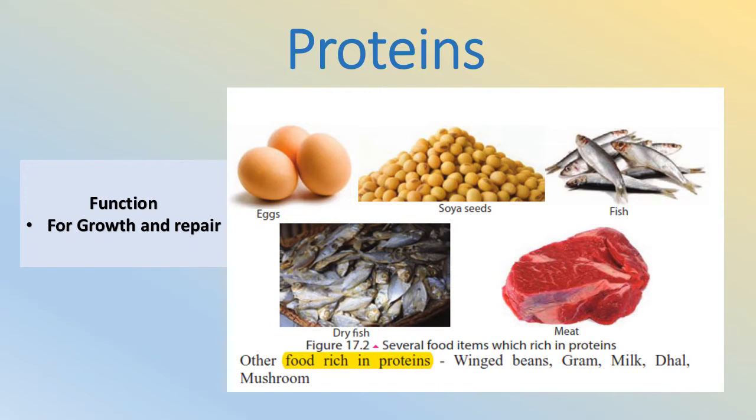So children, you can see that this picture shows you some examples of foods that are rich in proteins. You can see eggs, soya beans, fish, dry fish, meat and some other foods that are rich in proteins. They are the winged beans. A winged bean, in Sinhala we call it tambala, is also a very rich source of protein. Gram, milk, dal and mushroom all contain proteins.